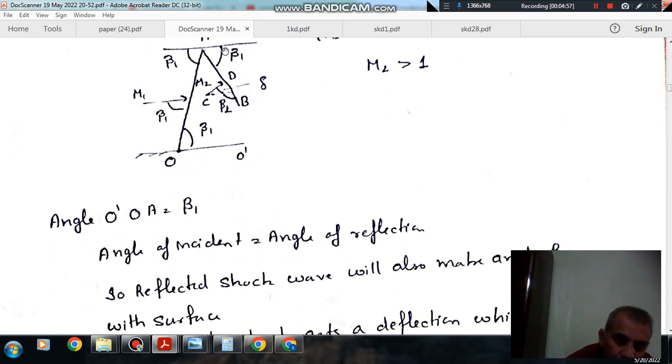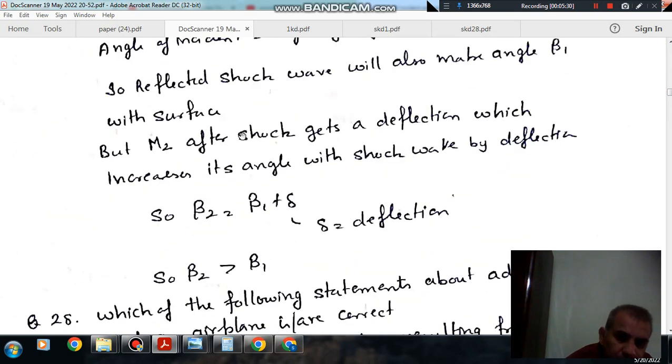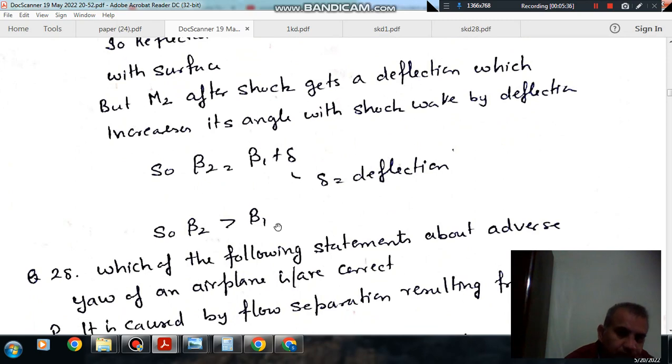Now this is your beta 1, with the horizontal, but the shock wave has been reflected. The air has been reflected, and this stream gets deflection. So this angle is now more than beta 1, because beta 1 is up to that place, and here it is post delta. Now beta 2 is equal to beta 1 plus delta, so because of deflection, beta 2 is more than beta 1.